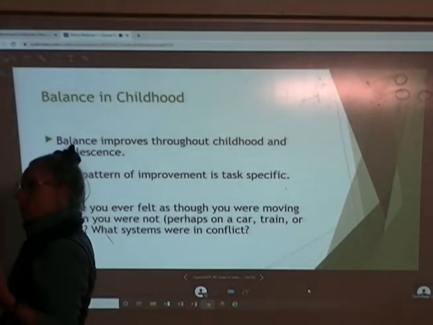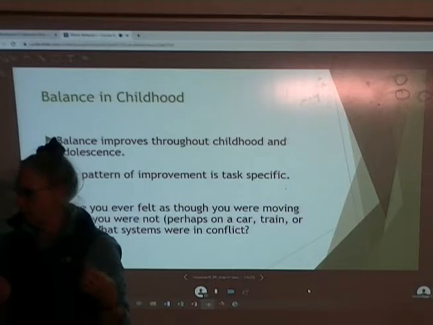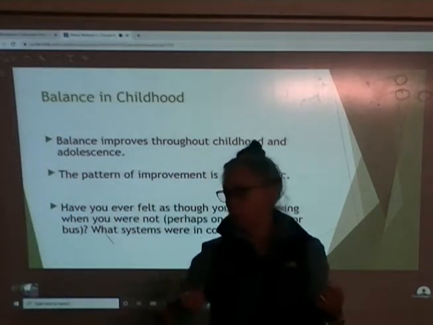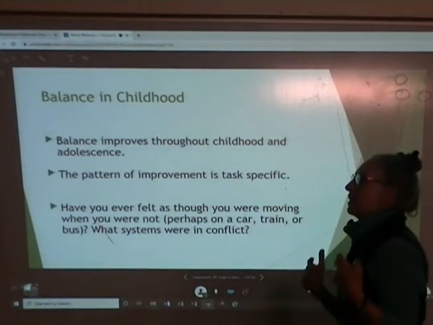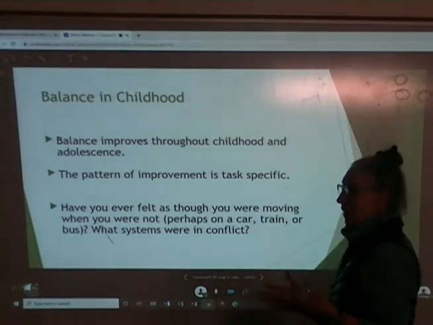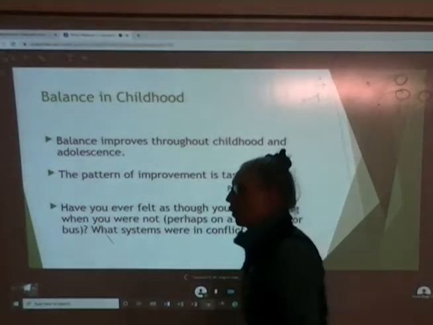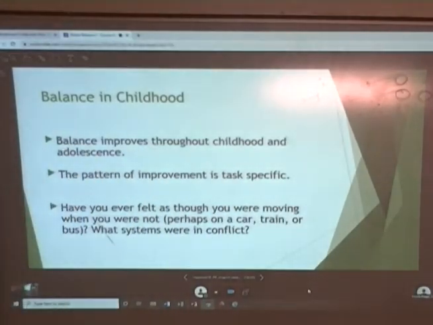Right? So it wasn't that they couldn't balance on the floor beam, it was that they didn't have to balance on the floor beam because the floor was right there, so if they stepped off there was no repercussion.